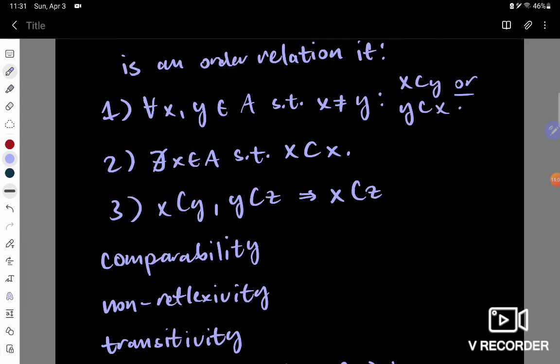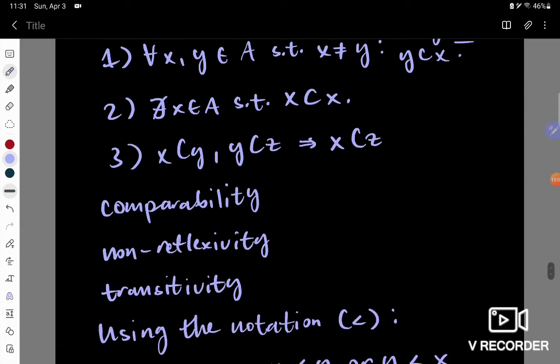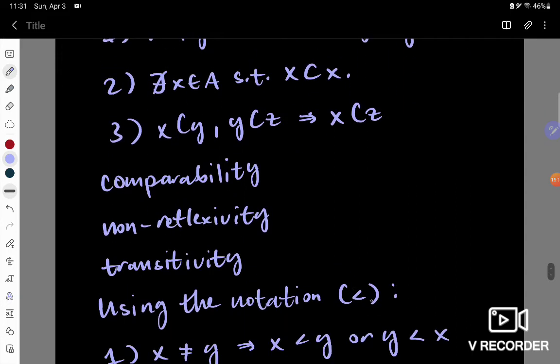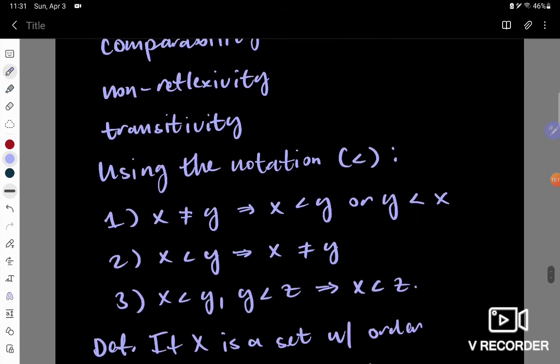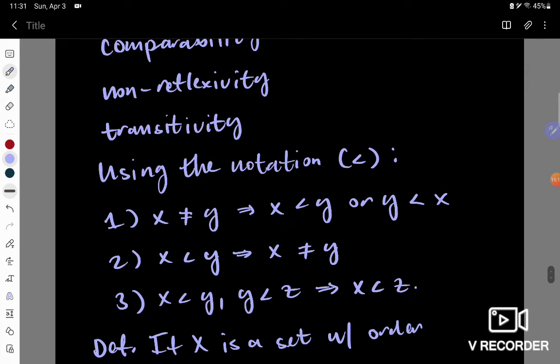These are the three axioms for an order relation. And if this seems a bit abstract, let's change around the notation and see if it actually makes more sense now. The quintessential order relation is this less than here. So now rewriting, we can say x is not equal to y implies that either x is less than y or y is less than x. So this is the idea of an ordering.